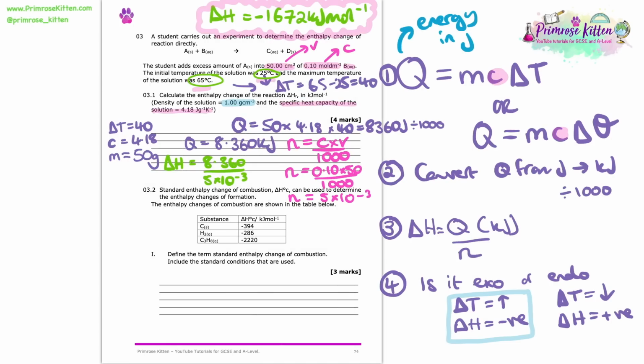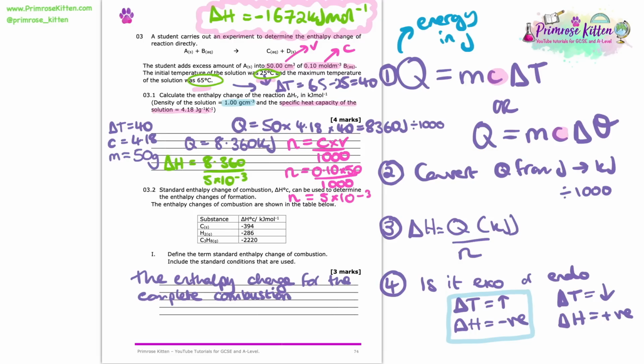Okay, so the next question tells us that the standard enthalpy change of combustion can be used to determine the enthalpy changes of formation. So they've given us a table here with some of these enthalpy changes of combustion. And we're simply asked to define the term standard enthalpy change of combustion and include any standard conditions that are used. So this is a great definition to add to your flashcards if you don't already know it.